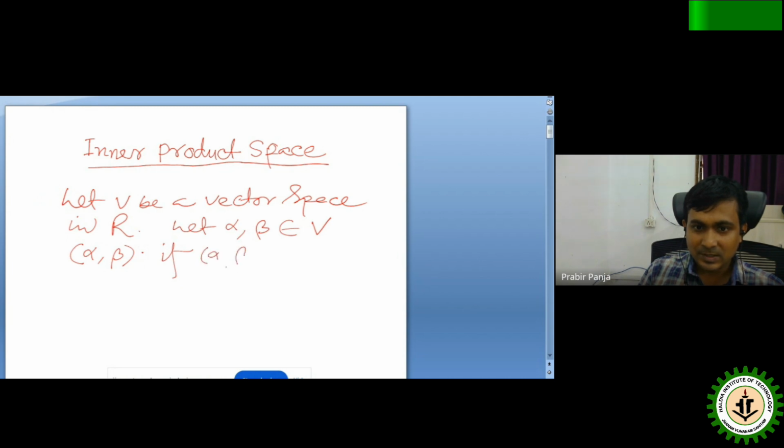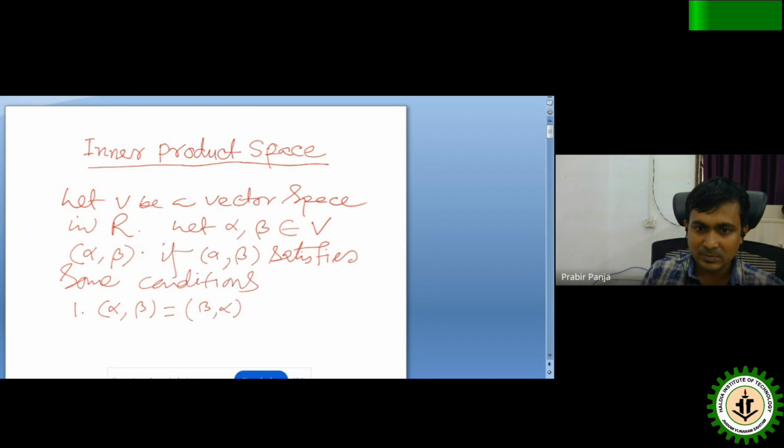alpha, beta satisfies some conditions. Condition number one: the product rule, alpha beta is equal to beta alpha. This is the first condition for inner product space, for all alpha, beta belonging to the vector space.